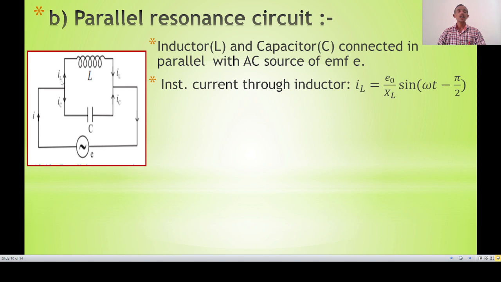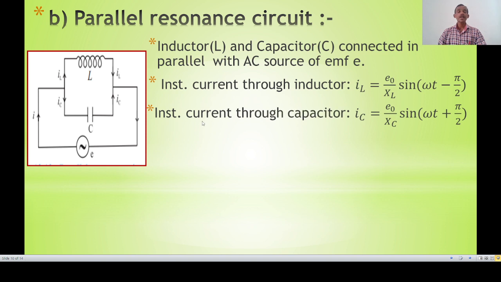These two currents have a phase difference with each other. The instantaneous current through the inductor, IL, is equal to E0 upon XL into sine of (omega t minus pi by 2). That is, the current in the inductor lags behind the EMF by a phase difference of pi by 2. In the case of the capacitor, the instantaneous current IC is equal to E0 upon XC into sine of (omega t plus pi by 2). That is, the current flowing through the capacitor leads the EMF by a phase difference of pi by 2.